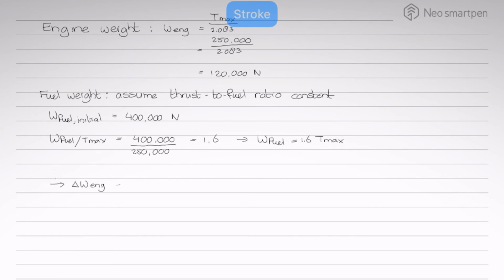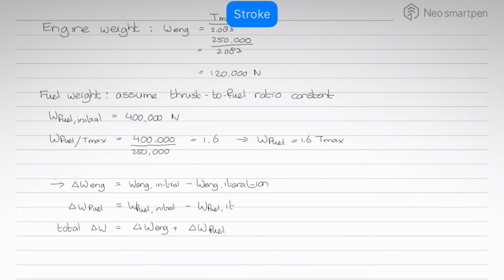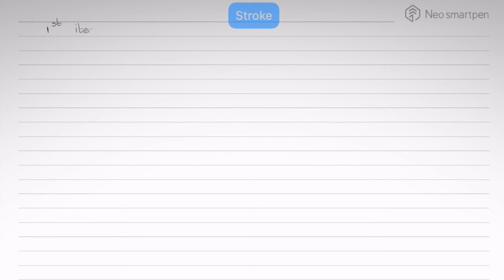To calculate the change in engine weight due to the initial weight savings, you take the difference between the starting value and the value you calculate next. The same applies to the savings in fuel weight. The total additional weight saving can now be found by adding both values together. Now let's do our first iteration.